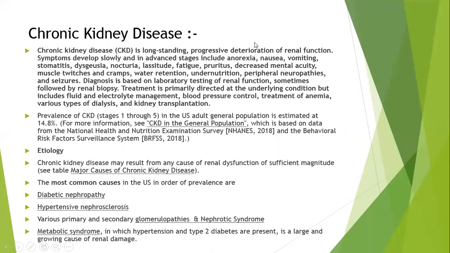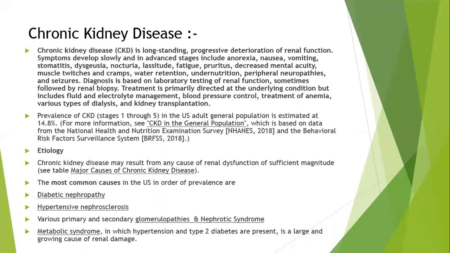So what is chronic kidney disease? Chronic kidney disease is a long-standing progressive deterioration of renal function. Symptoms develop slowly, and advanced stages include anorexia, nausea, vomiting, stomatitis, cramps, water retention, undernutrition, peripheral neuropathies, all of them. So basically, from the National Health and Nutrition Examination Survey, NHANES 2018, the prevalence of CKD, stages 1 through 5, in the US adult population is estimated at 14.8%.